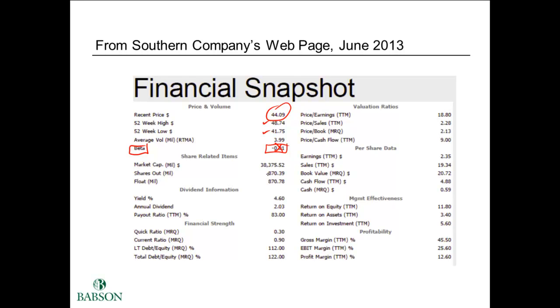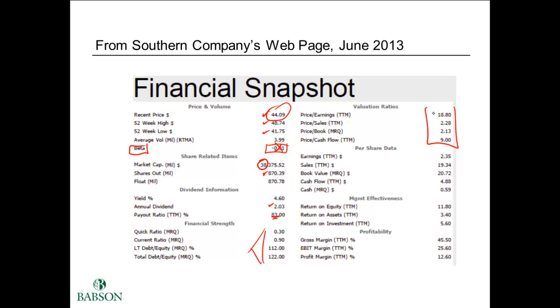Southern Company as a firm, all of their shares are worth $38 billion. That would be 870 million shares outstanding, selling for about $44 apiece, which gets us to that $38 billion. Here's the annual dividend of $2.03 per share. Because they have a payout ratio of 83%, it means that they have paid most of their earnings out in the form of dividends. We also have some information related to the financials of the company.